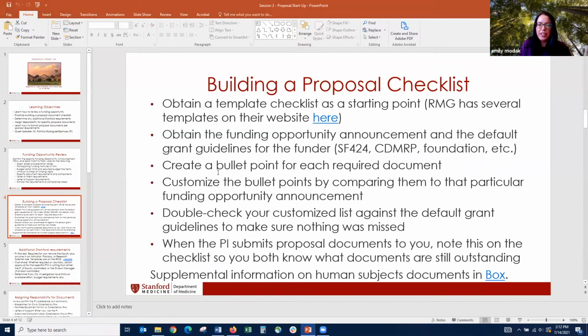So I get the funding opportunity announcement, and then I get the general guidelines, and I've got both of them open. For NIH, it's SF424; CDMRP, that's for Department of Defense. The foundation, say you're doing Cystic Fibrosis Foundation, they may have their own default guidelines. You need to find out based on the sponsor that you're submitting to. You create a bullet point for each required document, and then you customize them by adding, if that funding opportunity announcement had something specific in it that they wanted you to include in addition to the general, you would add that to your bullet point. So then you've customized it for your funding opportunity, and then you go back to the default grant guidelines, the SF424, just to make sure nothing is missed.